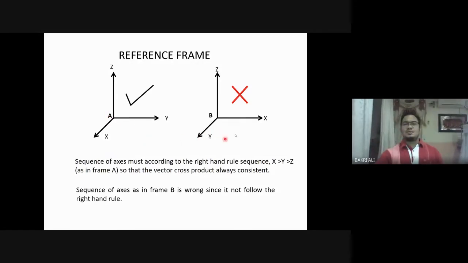So this is another key point that you need to understand. If you put Y, X, Z, then it is wrong. It will not follow the right-hand rule. So be careful. X, Y, Z can be in any position. This can be X, but once Z becomes X, then X becomes Y and Y becomes Z. So this is a sequence of X's in the counterclockwise direction.